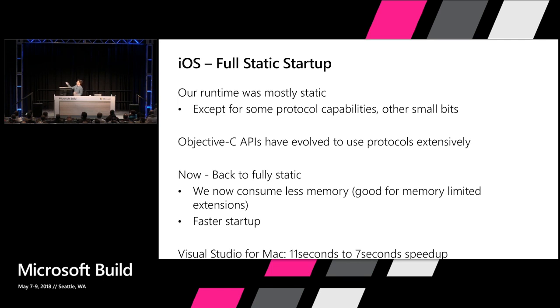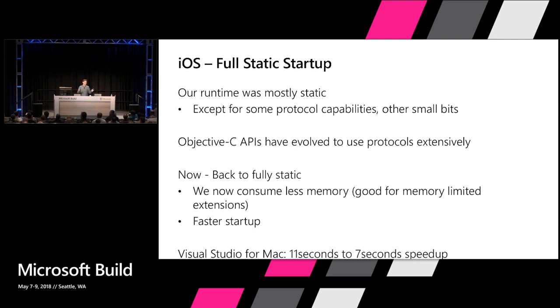So I'll give you an example. One thing that we've done is that we've actually invested into completely killing that dynamic capability, and now it's all statically compiled. So there is no more dynamic code. Every single object and every single property and every single protocol is registered at startup so that we never pay this price. And this, in particular, is very helpful for Visual Studio for Mac. It reduced the startup time from 11 seconds to 7 seconds.